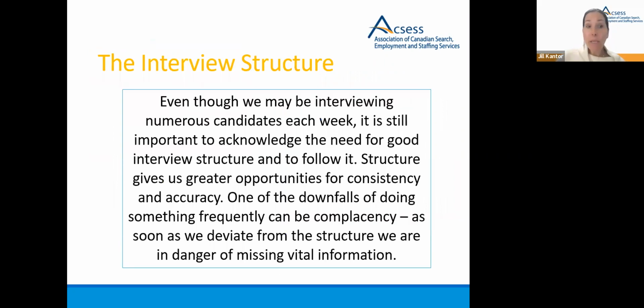But even though we may be interviewing numerous candidates each week, it is still important to acknowledge the need for good interview structure and to follow it. Structure will, again, give us that greater opportunity for consistency and for accuracy. One of the downfalls of doing something frequently can also be complacency, so we can easily deviate from that.